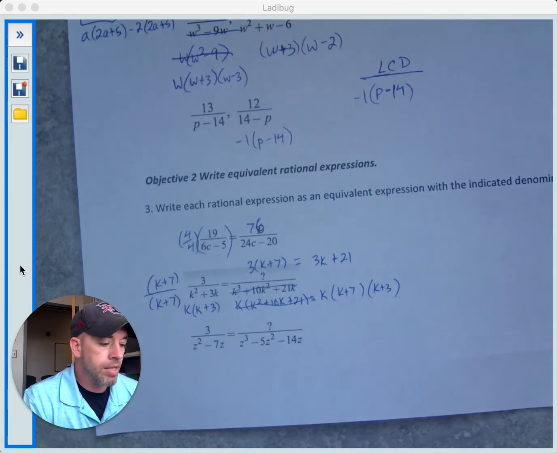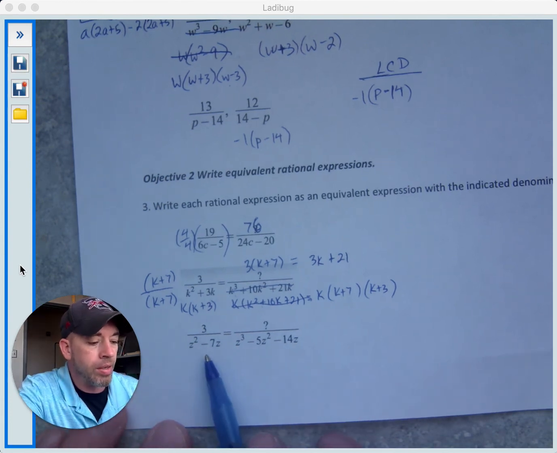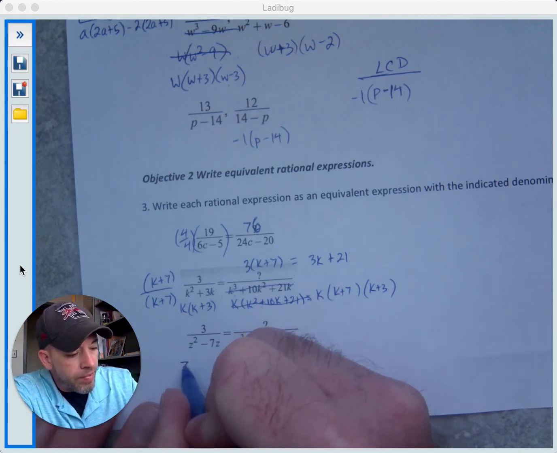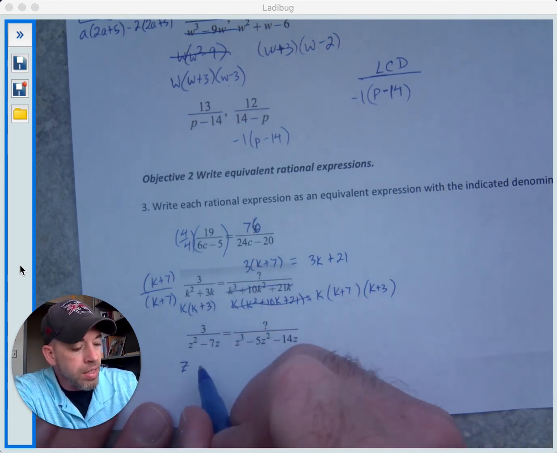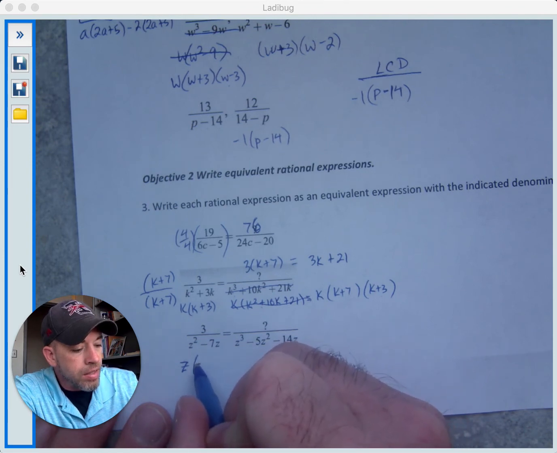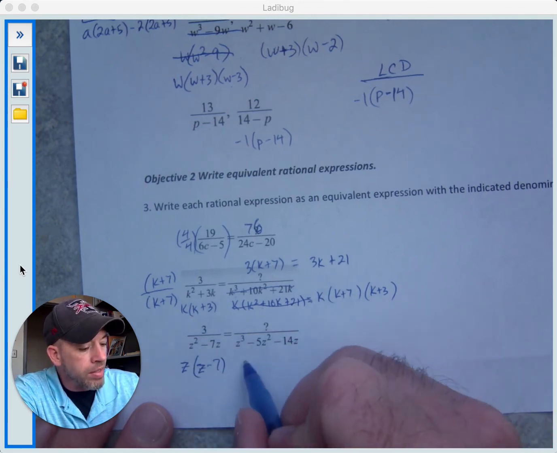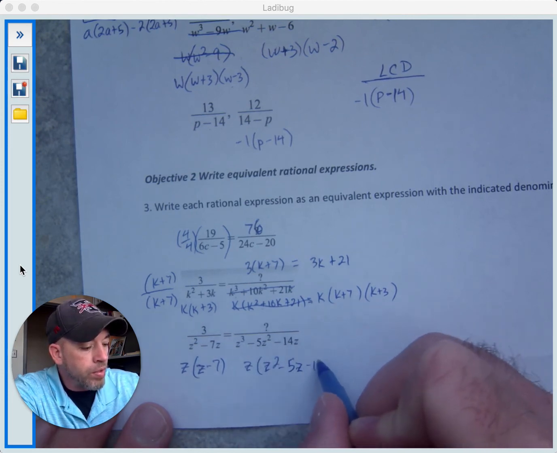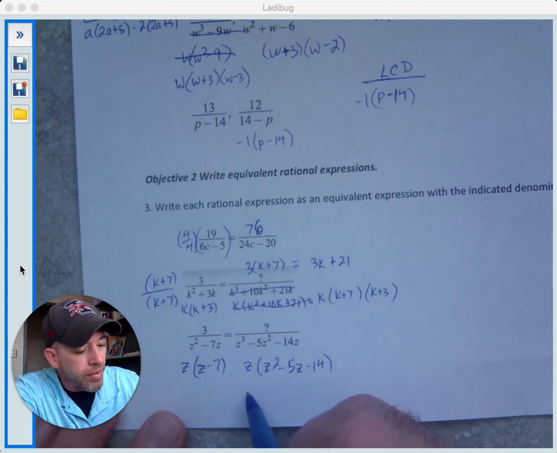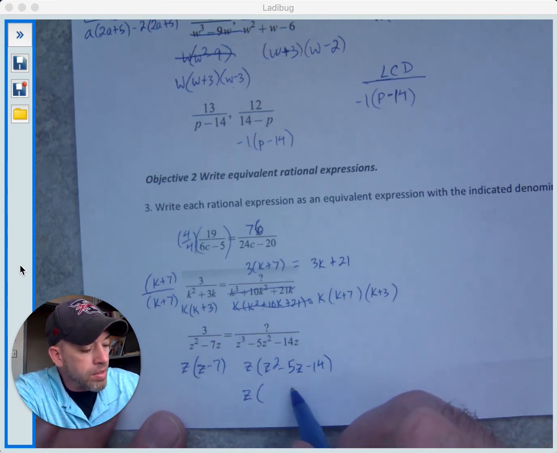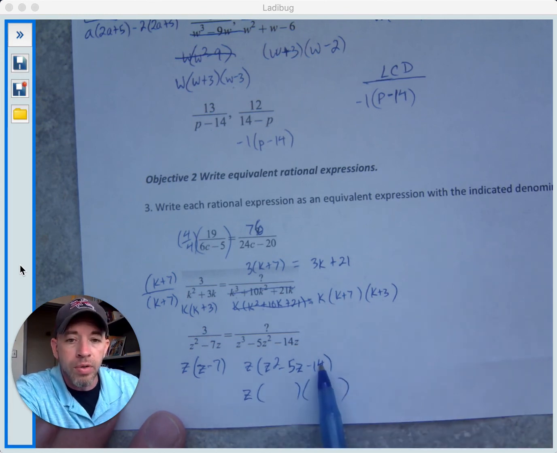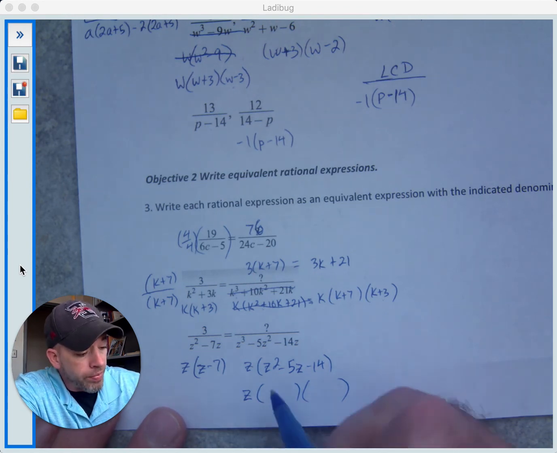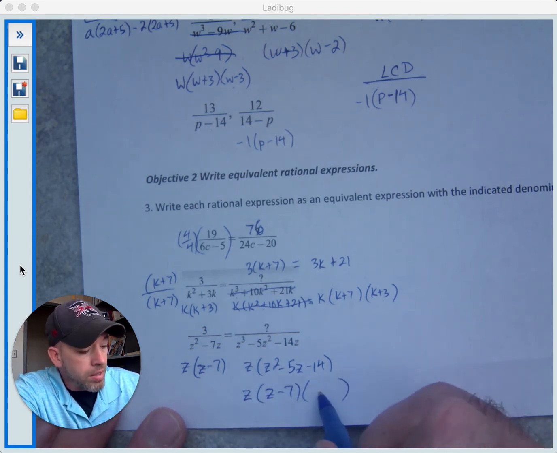All right, and then the last one here, kind of similar. What did I multiply this by in order to get that? Well, let's factor them both to see. Z, I like to cross my z's. Z times z minus 7. And here we could factor out a z. We would get z squared minus 5z minus 14, which we can factor more, right? Z times 2 binomials, 2 factors of negative 14 that add up to negative 5. How about negative 7 and 2, right? So z minus 7, z plus 2.